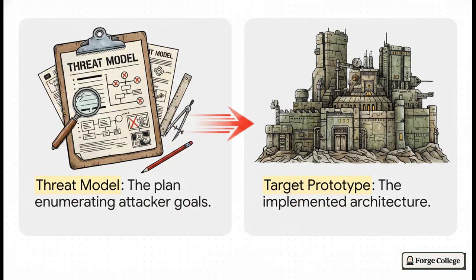So how do we actually guide this attack? Well, on one side we have our threat model. That's the plan. On the other side, we have the implemented prototype. That's the target. Your threat model is essentially your hit list. It already enumerates the attacker goals, the sensitive assets, the trust boundaries, the whole shebang. We're taking that theoretical hit list and executing it against the actual, real-world implementation of your prototype.